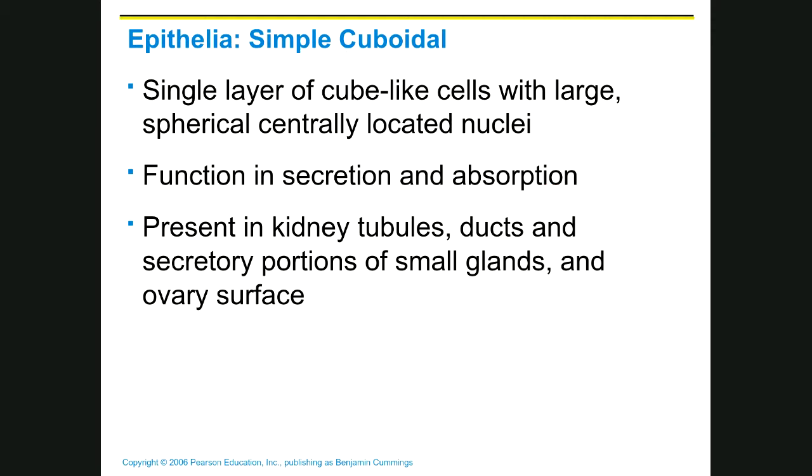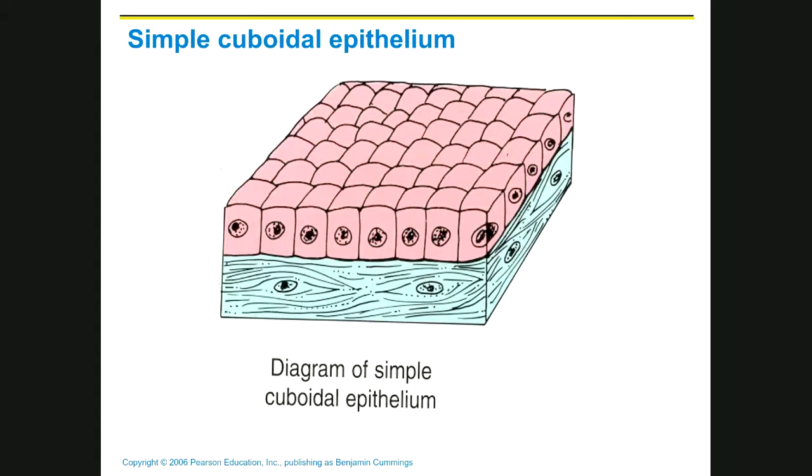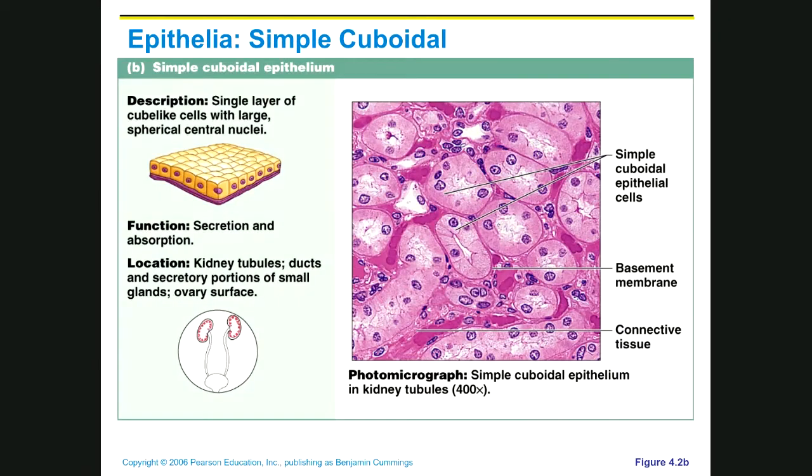So you find them in places like the kidney tubules, glands, things like that. And when we look at them, this is what they look like. So look, single row, cube-shaped cell, central nucleus that's round, it's spherical. And then if we look at them for real, again, here's our box. So there's our photomicrograph, there's our diagram, there's our description, there's location and function.